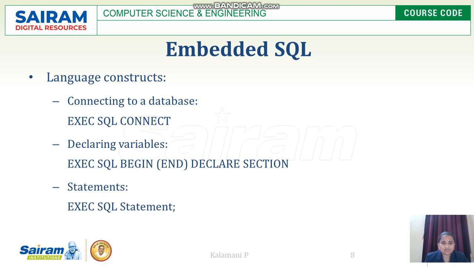For embedded SQL, the language constructs needed are as follows. First, for connecting to a database, we give the command EXEC SQL CONNECT. This is a keyword we have to use. For declaring the variables, we give EXEC SQL BEGIN DECLARE SECTION, and we give the declarations between that and the end of the declare section. Here we declare all the variables. Then for statements, we give EXEC SQL, and the statement we specify ends with a semicolon.